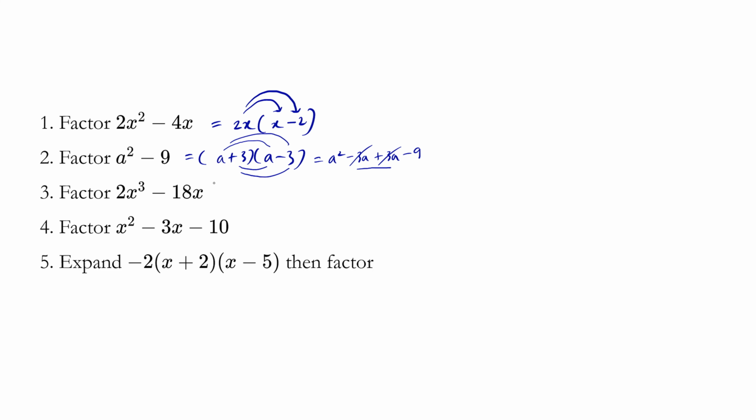Let's try number 3. The first thing we always try is to pull out the greatest common factor. We're going to pull out a 2 and x. And what remains is x squared minus 9. Notice how 2x times x squared is 2x cubed. 2x times negative 9 is negative 18x. But keep on going. Don't forget to factor fully.